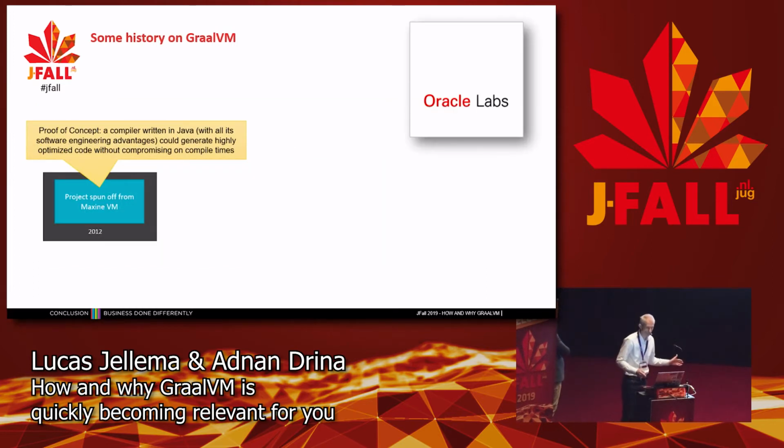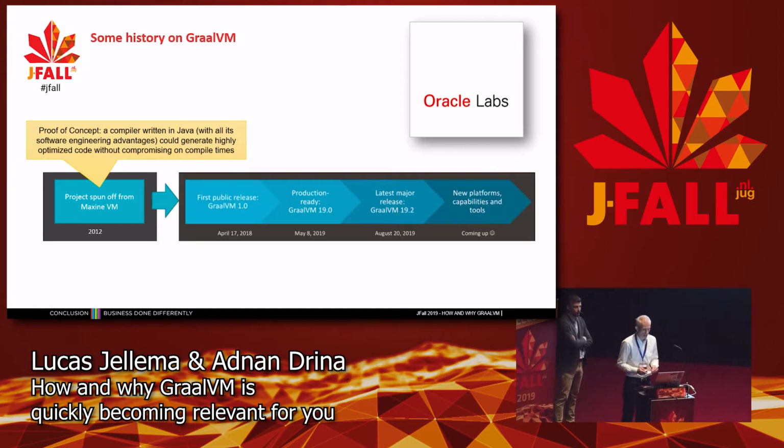So where did it come from? As I said, it originally started back in 2010. It was spun off in 2012 as a separate project. And then it sort of gained momentum through the years, and especially in the last year and a half. We've seen the first public release, we've seen the first general production release, and we see many other frameworks now taking up Graal as their preferred JVM, or at least providing support for Graal.